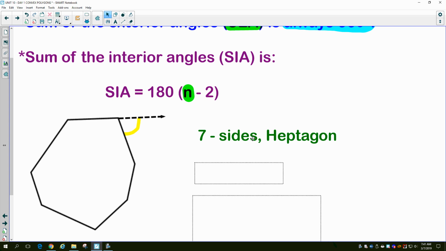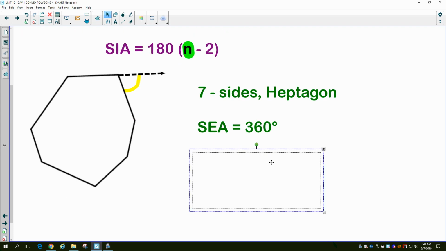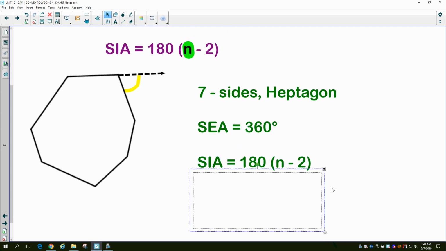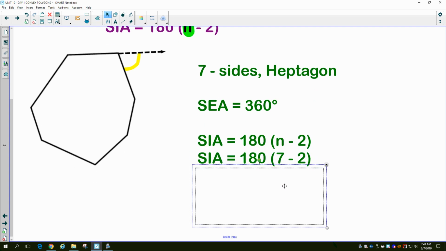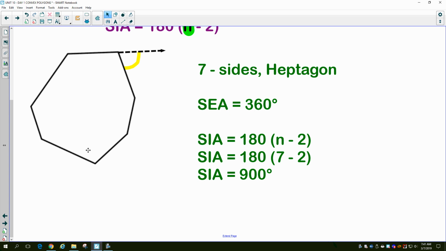And so here I have a 7-sided polygon. It's a heptagon. The exterior angles add up to 360. And if I want to find out the sum of the interior angles, I plug the number of sides, 7, into my formula. And I find out that if I were to measure all these inside angles, use a protractor, measure them all, add them all together, they will add to 900 degrees.